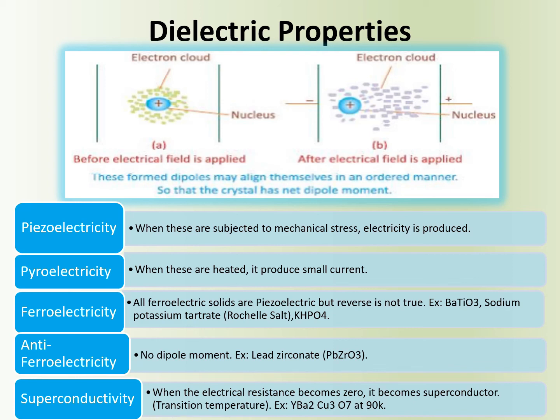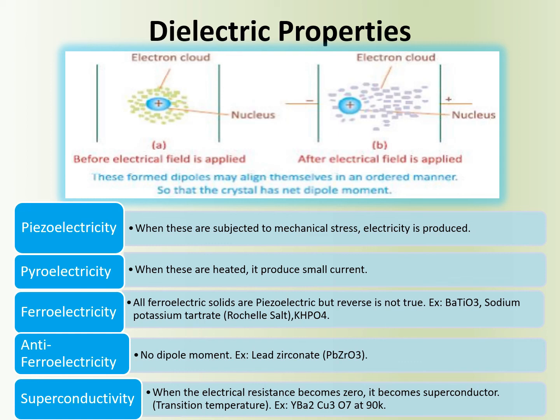According to this polarity, we segregate this type of materials: piezoelectricity, pyroelectricity, ferroelectricity, antiferroelectricity, and superconductivity. After applying electricity to these polar crystals, we classify them like this. The first one is piezoelectricity.